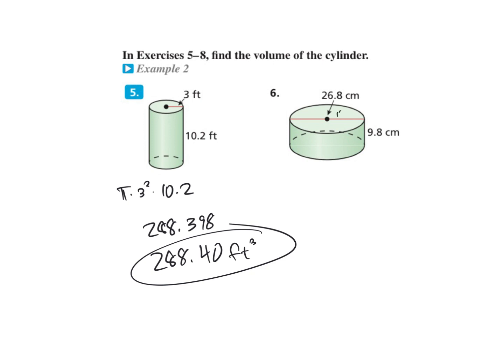And then number 6, pi r squared, so your radius is half of 26.8, and that is 13.4. So pi times 13.4 squared times 9.8. So we square the 13.4 and multiply it times pi, and we multiply that by 9.8. And you get 5,528.22 cubic centimeters.